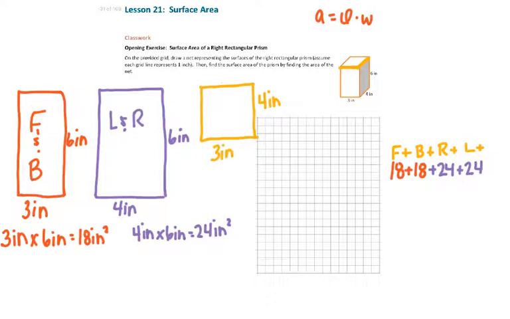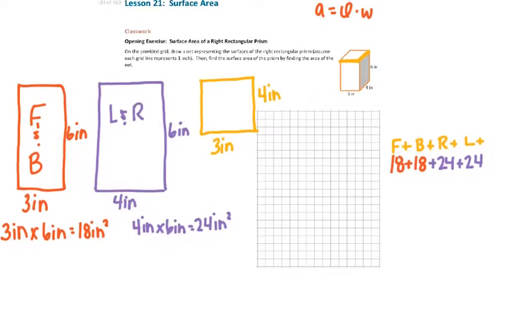Okay, so now we have to find the area of the top and the bottom of our box. So this is going to be the top and the bottom of our box. So I'm going to write that on here, top and bottom. So now I have 4 inches times 3 inches, which gives me 12 inches squared. So now I'm going to add to this the bottom of my box, so plus 12 more because I have to also add the top of my box.